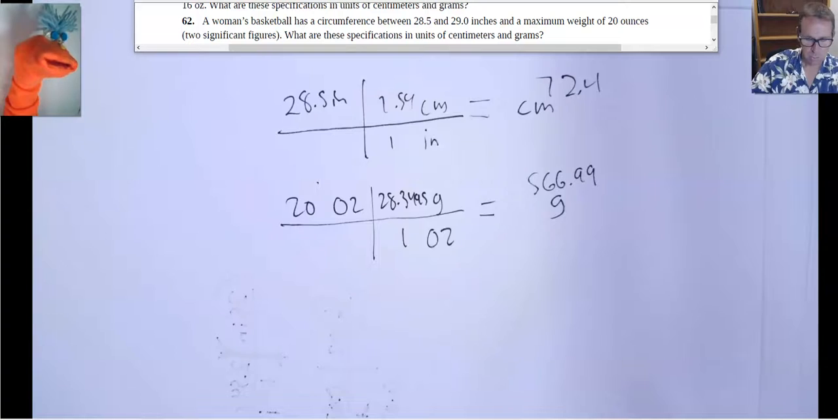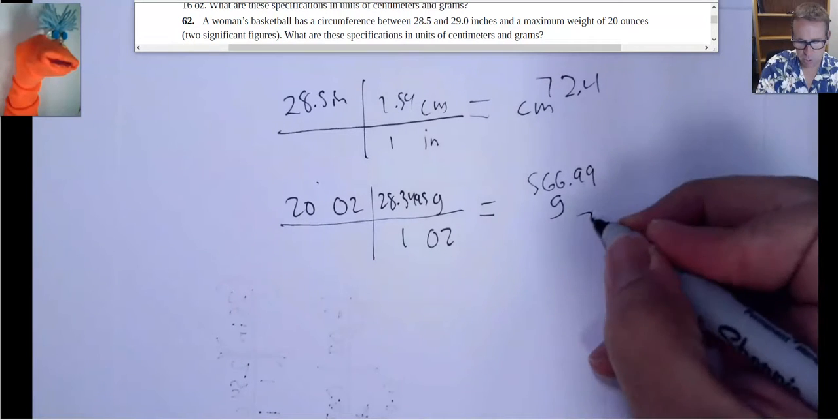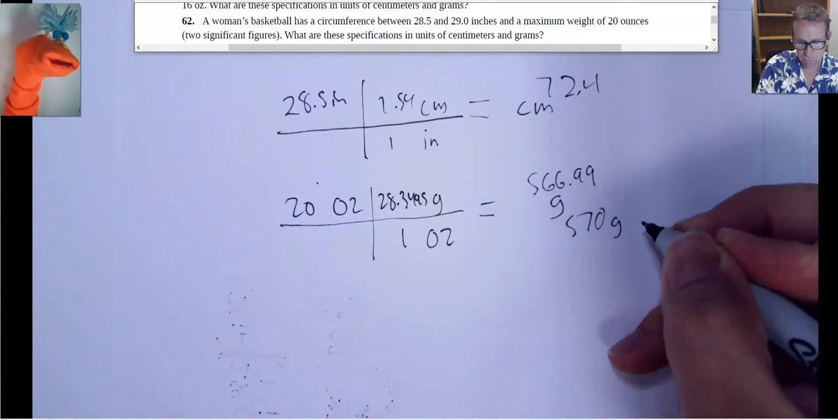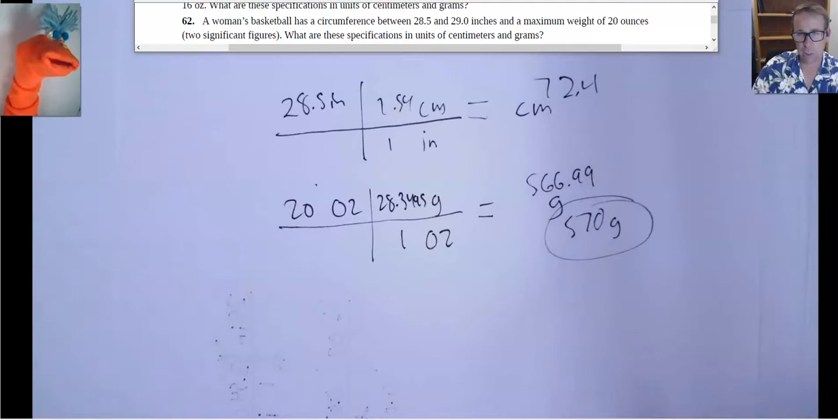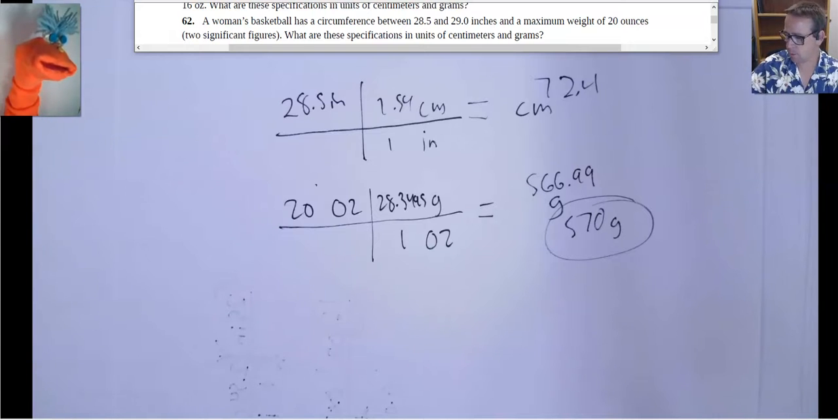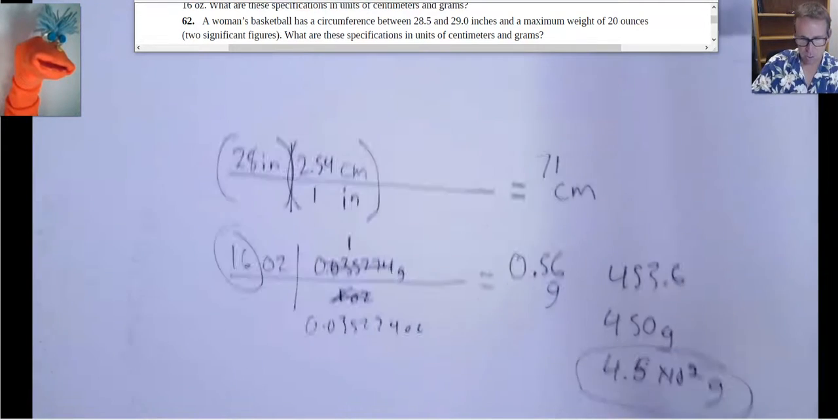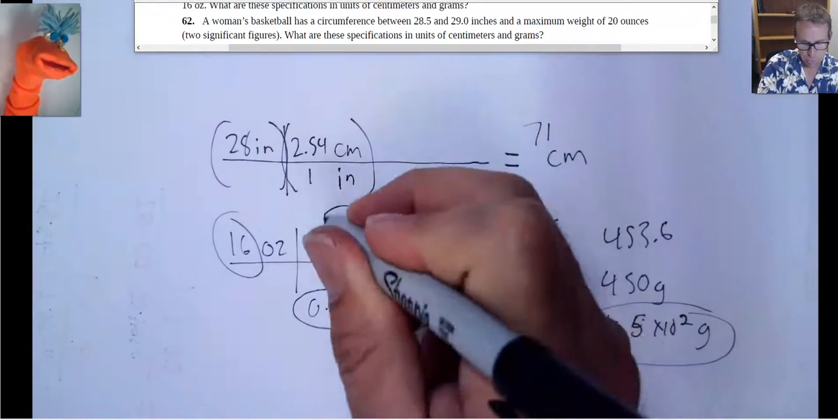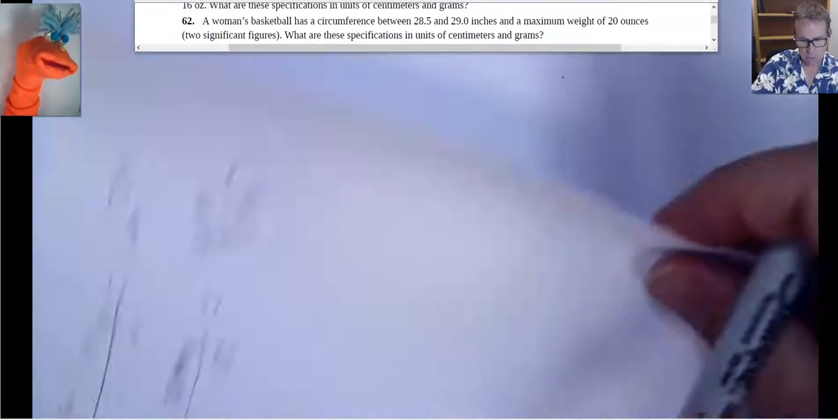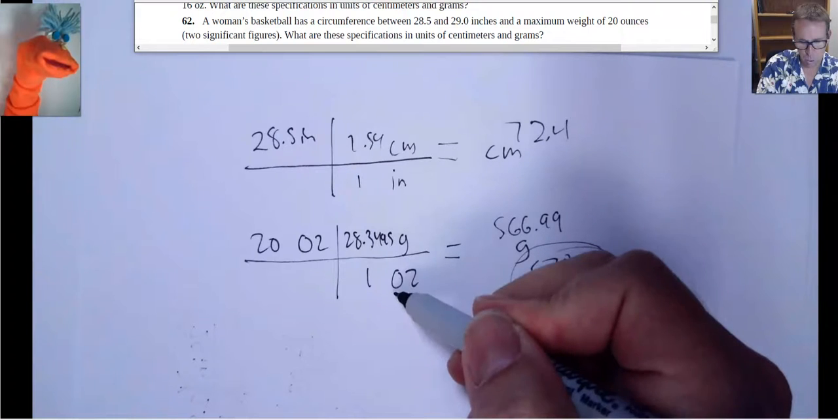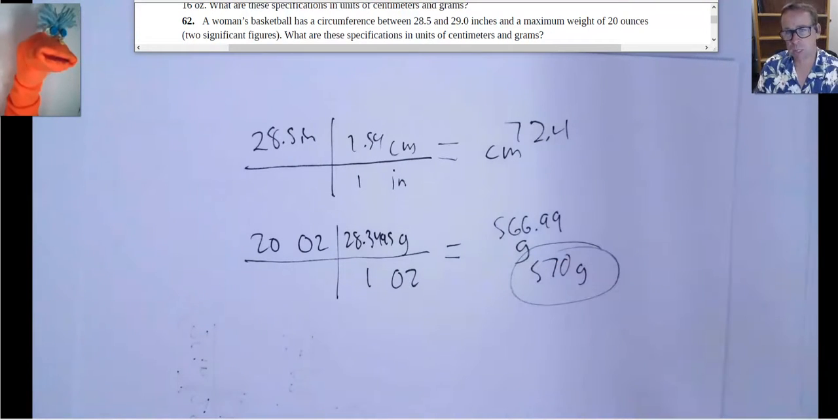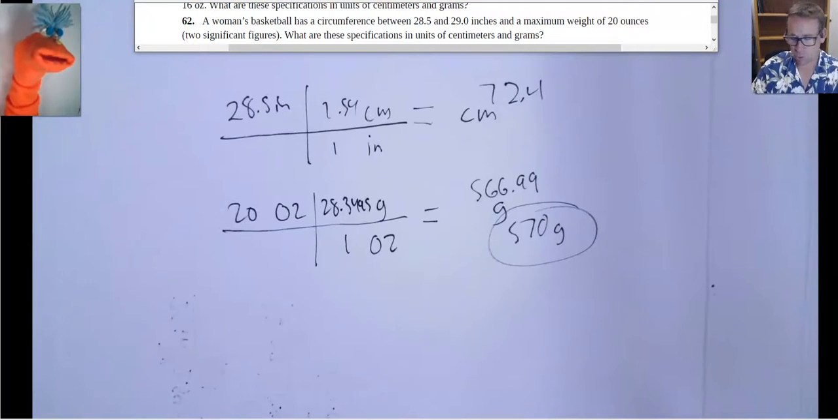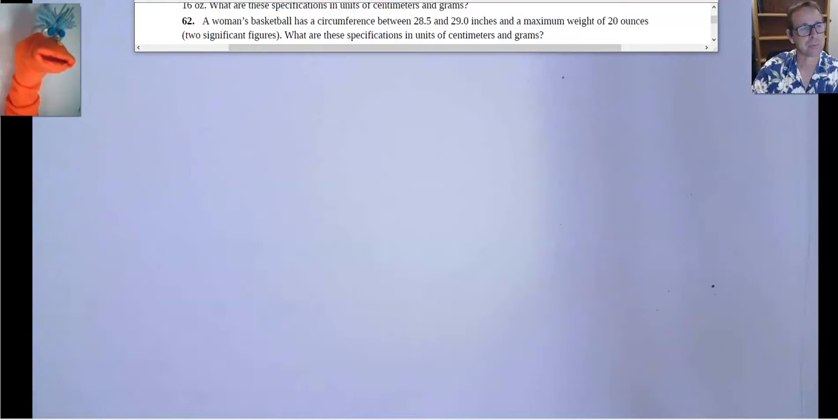566.99 grams. We only have 2 significant figures here, so we're looking at 570 grams for a women's basketball. Okay, very good. Notice that in these 2 different problems that we just did, we used 2 different conversion factors. Both of them are true. 1 gram is that many ounces, and 1 ounce is that many grams, right? They're both ways that can convert between ounces and grams.